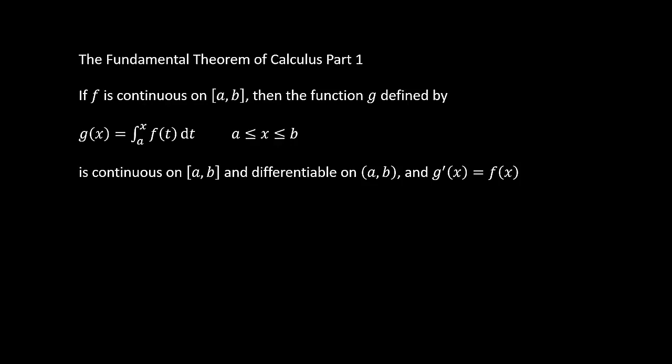So it says the Fundamental Theorem of Calculus Part 1. If f is continuous on [a, b], then the function g defined by g of x is equal to the integral from a to x of f of t dt, where x is between a and b, is continuous on the closed interval [a, b] and differentiable on the open interval (a, b). And then we have g prime of x is equal to f of x.